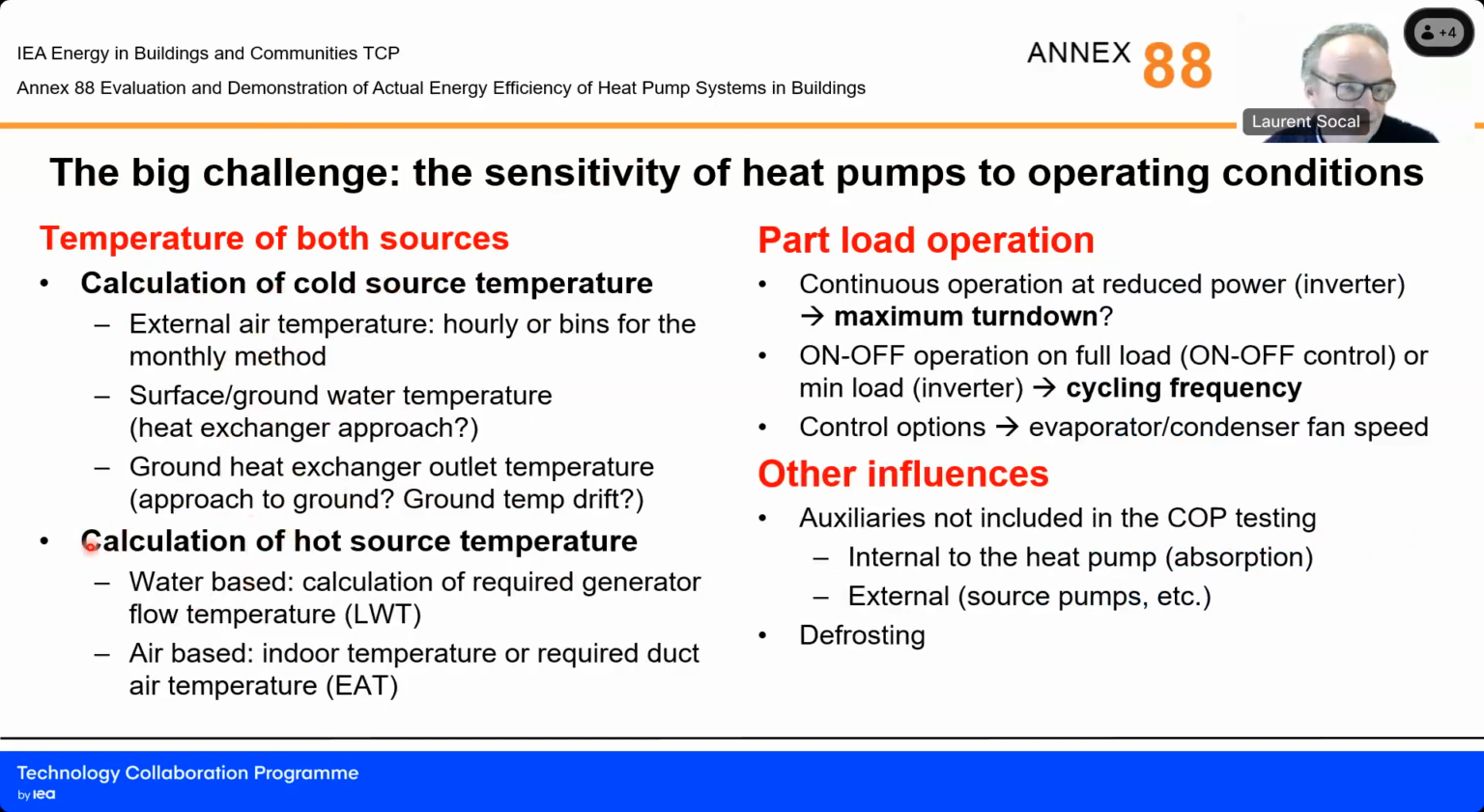And this, in the case of a water-based system, for example, you have to calculate how your distribution system is operating, for example, what is the required leaving water temperature, to make it short. But of course, also part load operation. And here you also have the effect of, is it continuous operation at reduced power because you have an inverter, but it's limited by a maximum turn down. And then you have on-off operation, if it's an on-off heat pump, but it could be also on-off because you are below the minimum continuous operation capacity.